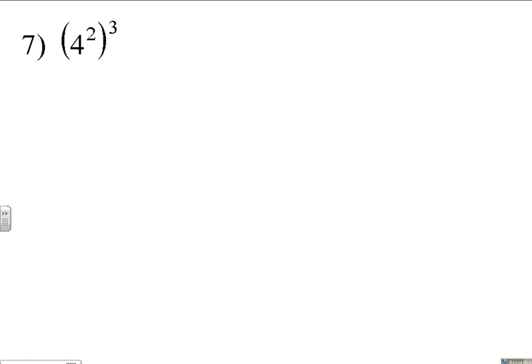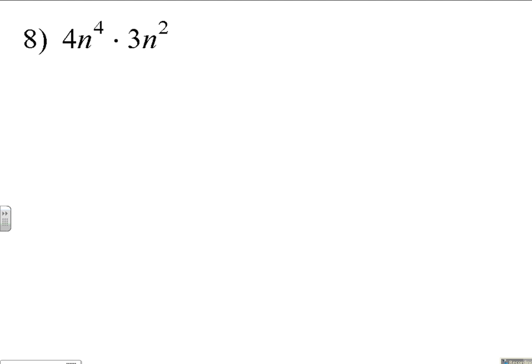We don't want to work with rules that don't make sense to us, so we read this from the outside in. 3 groups of 2. 3 groups of 2 is 6. 6 what? 6 4s. 4 to the 6th. Okay, mixture here. If I was to write this out, I would have a 4, I would have 4 ends, I would have a 3, I would have 2 ends.